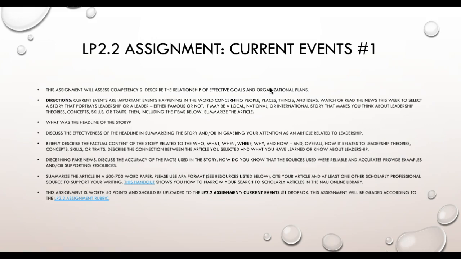How do you know that the sources used were reliable and accurate? Provide examples and/or supporting resources. So you're just going to summarize this article in a 500 to 700 word paper. Please use APA format. Again, cite your sources and look at the grading rubric, and you're going to upload this to the Dropbox titled 2.2.